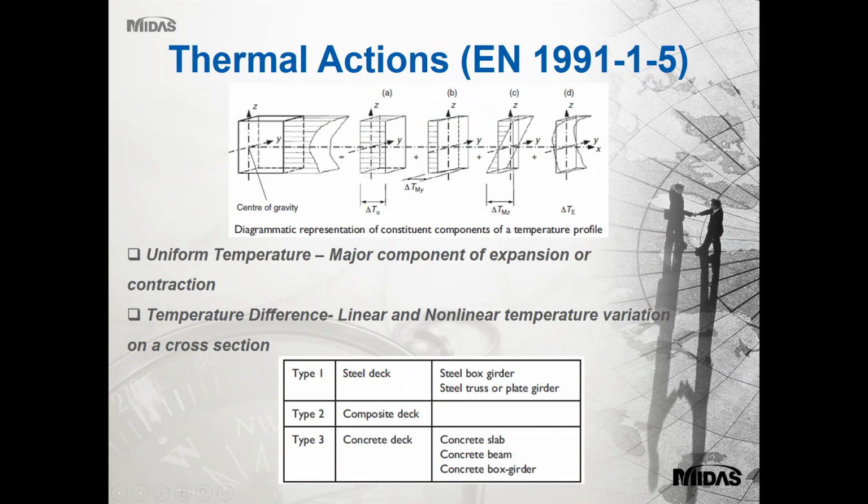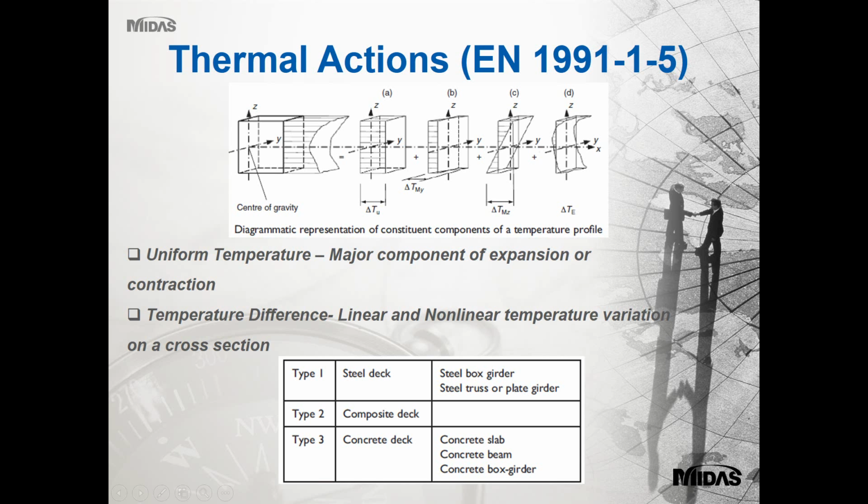Now moving on to thermal actions. Thermal actions are very critical for bridges where you have a restraint in the axial direction, and also it's important to check the actual expansion and contraction length of the bridge so that we can design the bearings. Now thermal action has two components. We have uniform temperature and temperature difference.